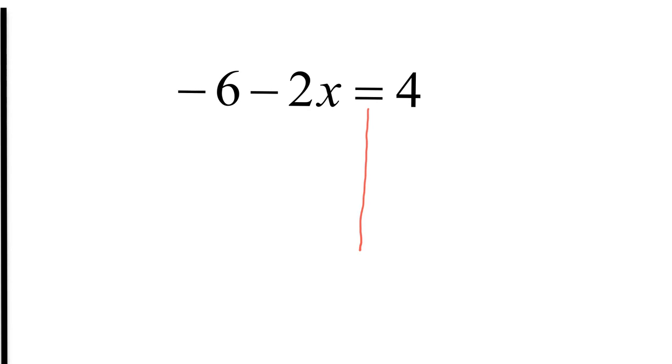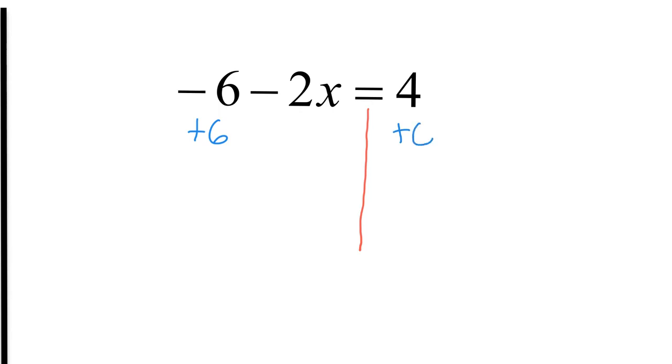We use the additive inverse of that number. So negative 6, the opposite will be positive 6. So I'm going to add 6 to this side. Now remember to keep that balance. Whatever you do to one side of the scale, you have to do it to the other side of the scale. So over here, I'm going to do plus 6.